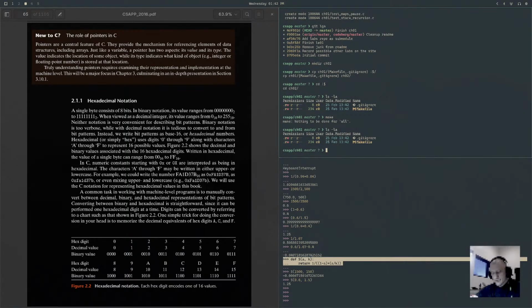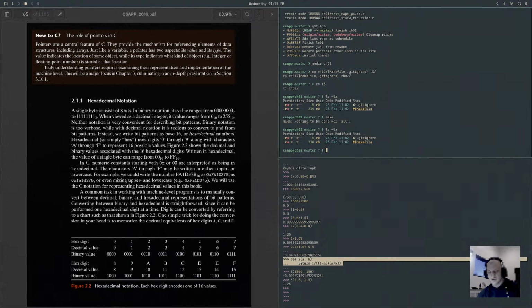Cool. Alright. Hexadecimal notation. A single byte consists of 8 bits. In binary notation, its values range from all zeros to all ones. When viewed as a decimal integer, its values range from 0 to 255. Neither notation is very convenient for describing bit patterns. Binary notation is too verbose. With the decimal notation, it is tedious to convert to and from bit patterns. Instead, we write bit patterns as base 16 or hexadecimal numbers.